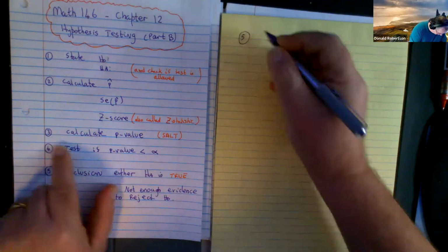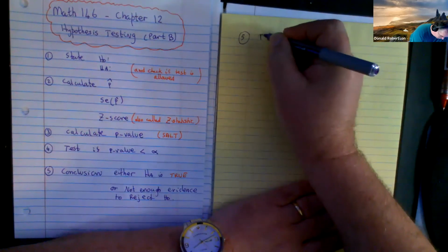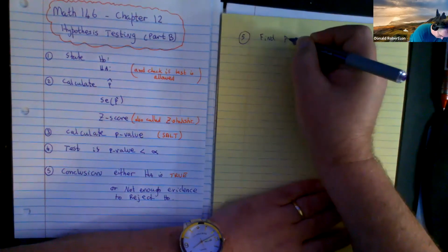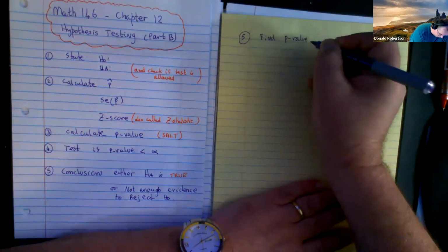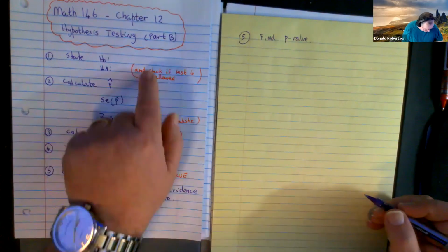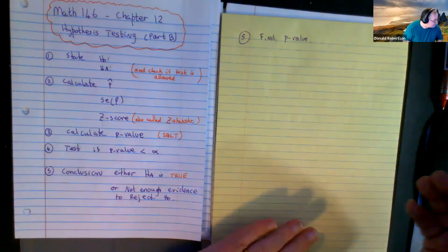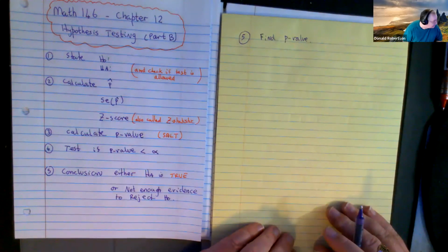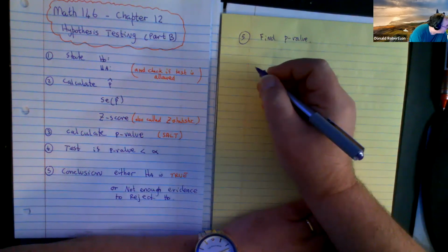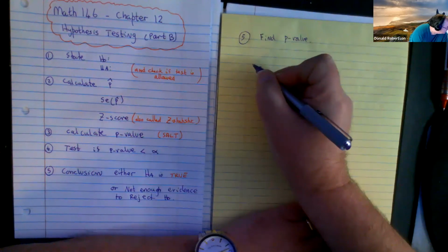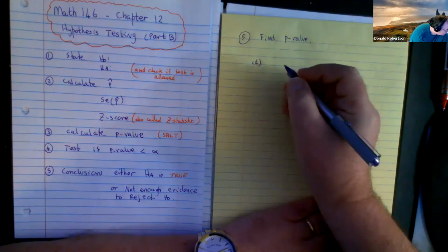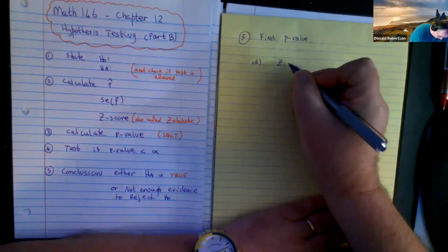And in question 5, you're being asked to find the p-value. Now you're going to use SALT to do the last bit, but everything that comes before is pretty much going to be done by hand. So I'm picking, which one will I pick? Let's do D. So in question 5D, you're told the Z-score.